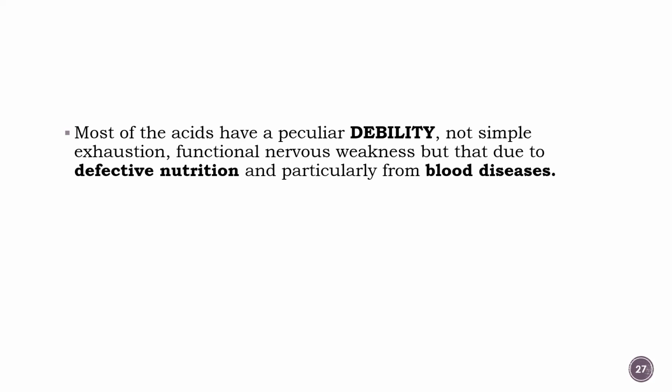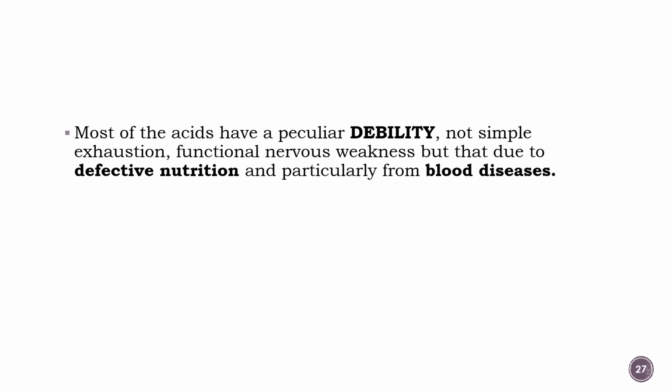Debility, hurriedness, debility, exhaustion. Okay, all these are common things. Most of the acids have a peculiar debility, not simple exhaustion, functional nervous weakness, but that due to defective nutrition and particularly from blood diseases. Okay, defective nutrition, blood diseases, blood loss, vital fluid loss, leading to debility. You can think of acids.